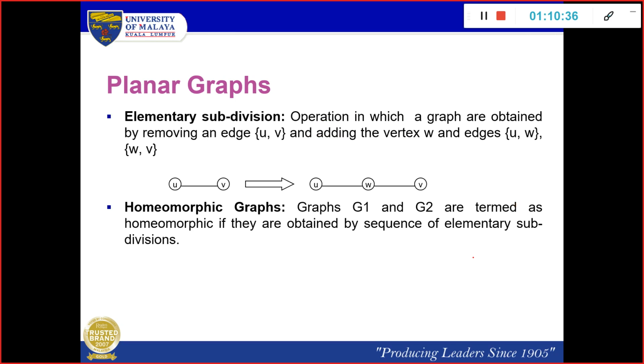And then elementary subdivision. It is an operation by which a graph is obtained by removing an edge UV and adding a vertex W and edges UW and WV. So this is a sub-planar graph, you can say that. Another term for this is homeomorphic graph. Homeomorphic means same species, the same type of graph, a subgraph that can generate the same graph. Graphs G1 and G2 are termed homeomorphic if they are obtained by a sequence of elementary subdivisions.